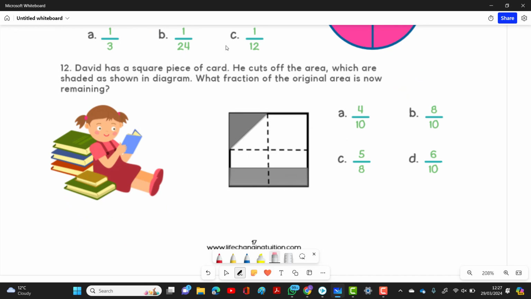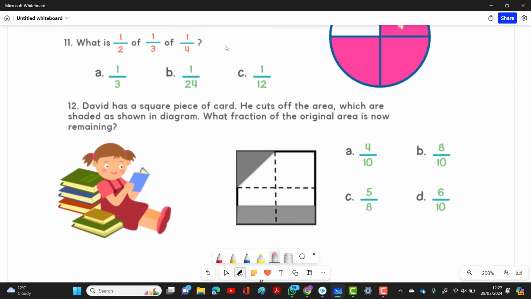Okay, David has a square piece of card. He cuts off the areas which are shaded, as shown in the diagram. What fraction of the original area is remaining? So we've got to make them all into equal parts. So that's this bit and this bit. If you add them, that makes a whole square.